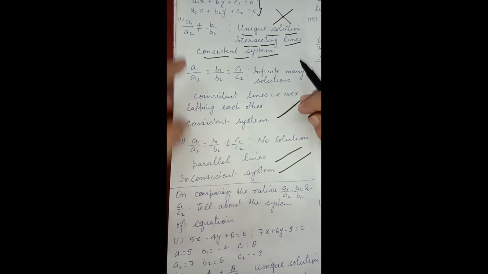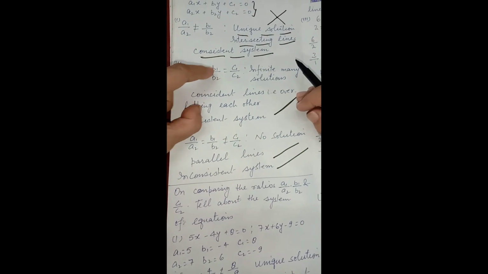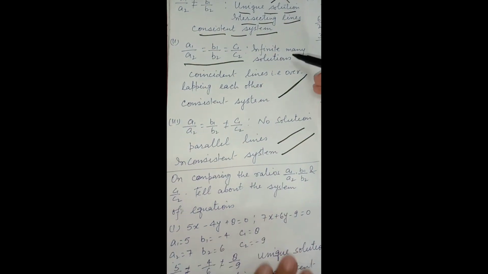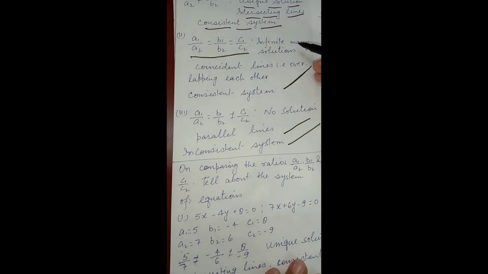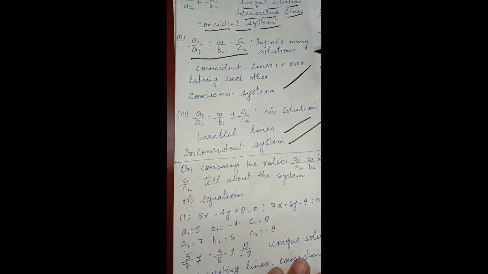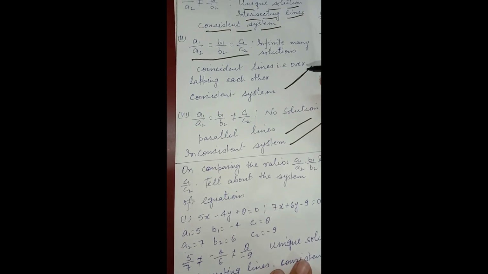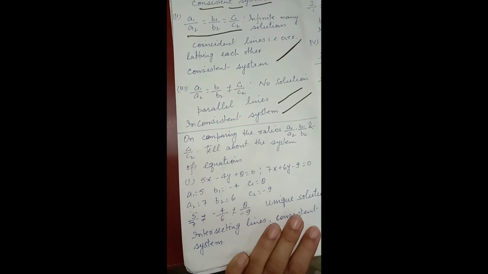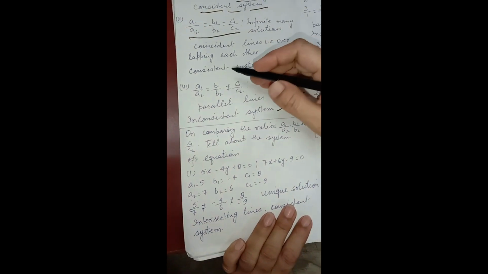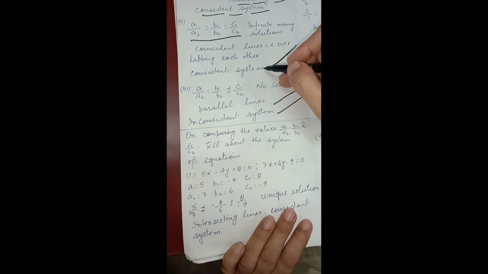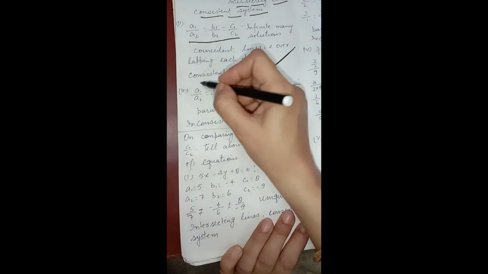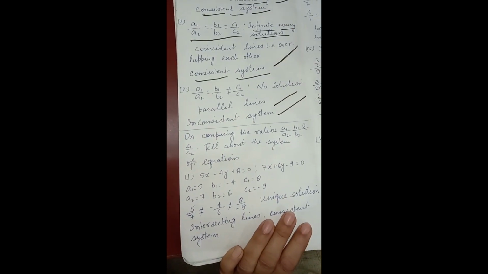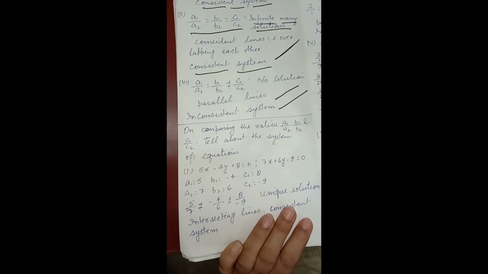Second case, if the ratio a1 upon a2 equals b1 upon b2 equals c1 upon c2, in that case we will have infinitely many solutions. The lines will be coincident. Coincident means overlapping each other. One line will be on the other line, or the second line on the first line. You can say whatever you like. And the system is a consistent system. Whenever a system has a solution, either a unique solution or infinite solutions, the system will be known as consistent.